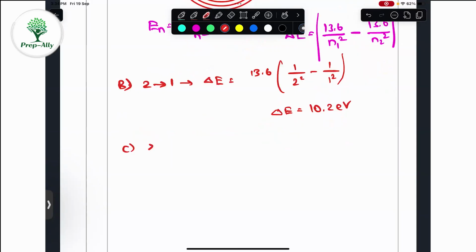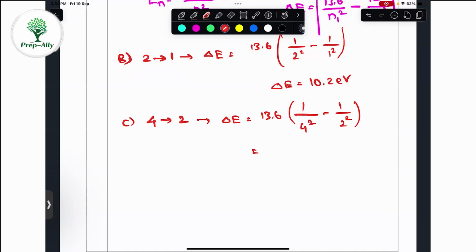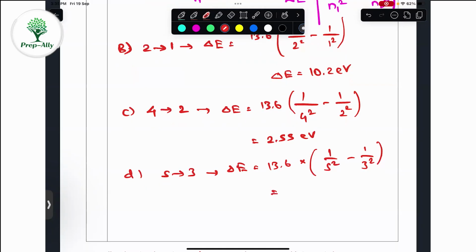And C, it is the energy level from 4 to 2. The answer is del E. If you do the same thing, 13.6 into 1 by 2 square minus 1 by 4 square, you will get the value of 2.55 electron volt. For D, it is from 5 to 3. Del E is equal to 13.6 into 1 by 3 square minus 1 by 5 square. So finally you will get 0.97 eV.